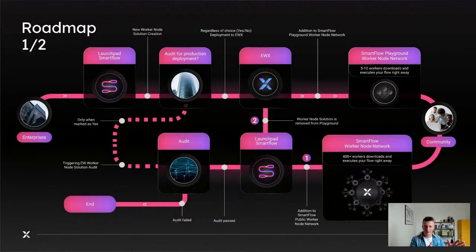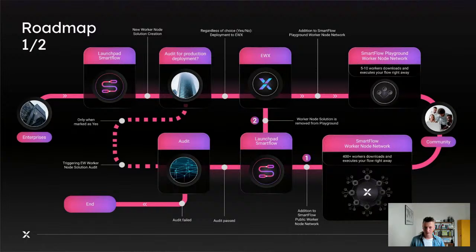So this is the current flow, how it is wrapped around the SmartFlow. And as you remember, when we were creating the worker node solution, there was a question, audit for production deployment, and I chose no. When you choose no, this solution is shipped to the Energy Web X and is being added to the SmartFlow Playground. And it's immediately picked up by the workers and run. But SmartFlow Playground has only exposure to 5 to 10 workers. It's not incentivized pools as well. But you have an alternative option.